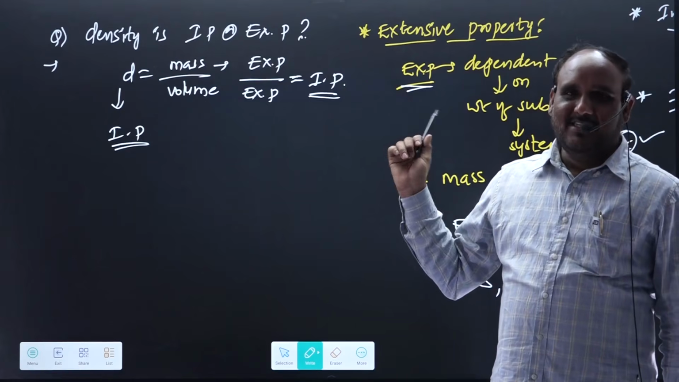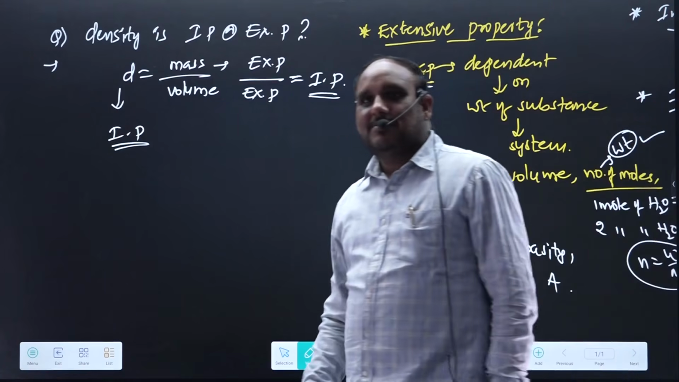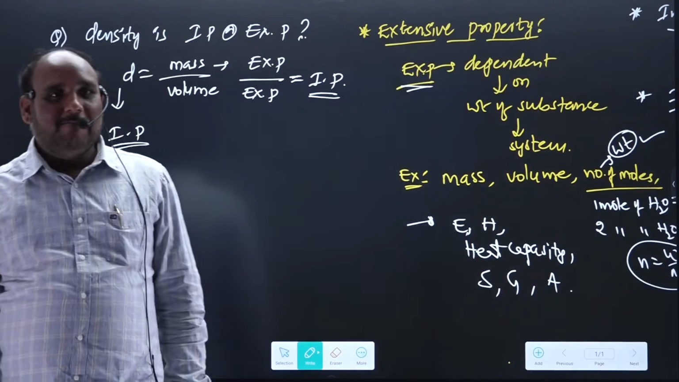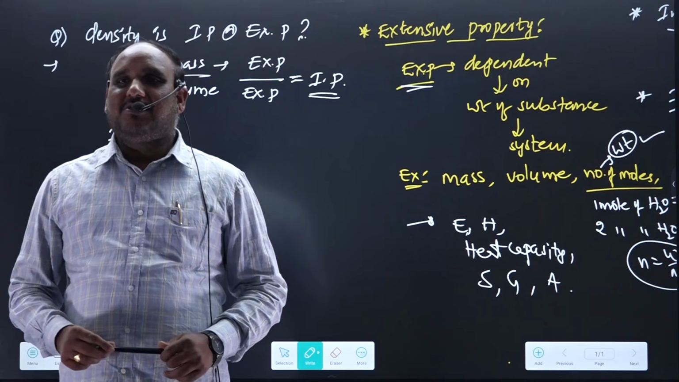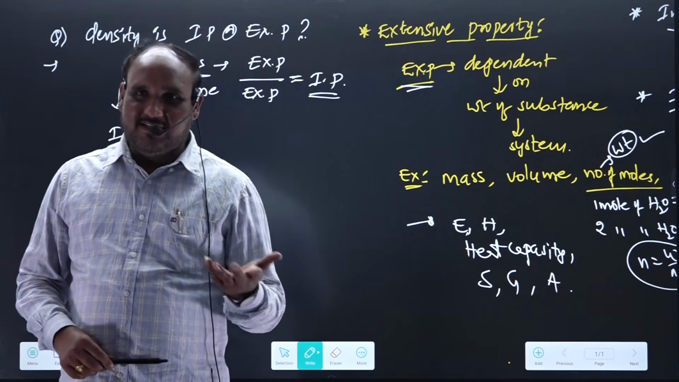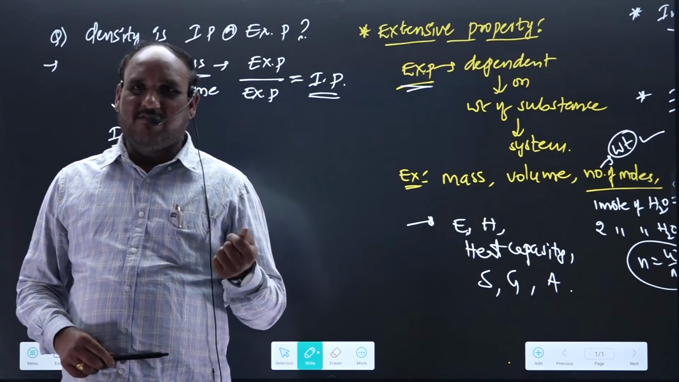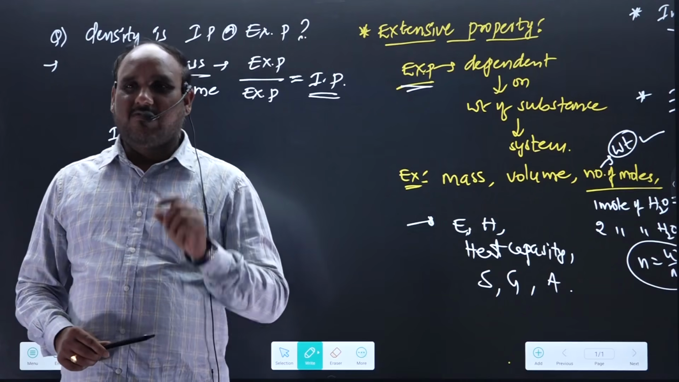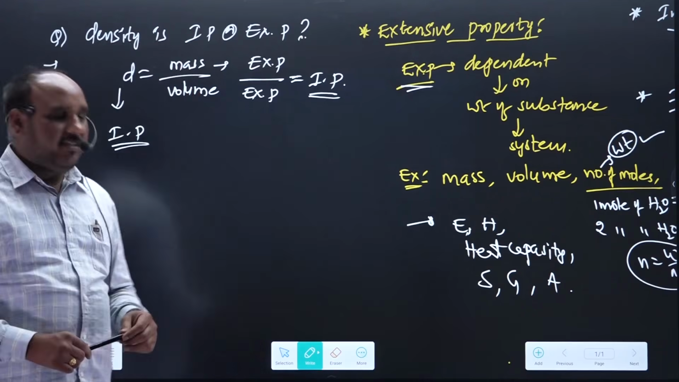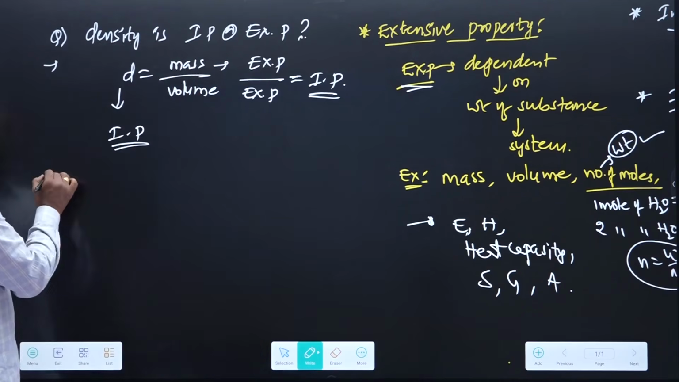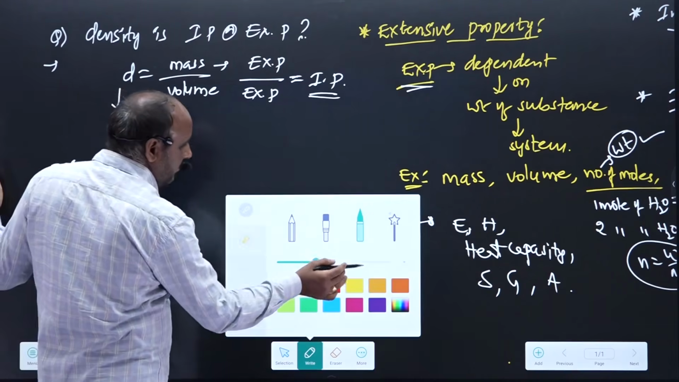Density is intensive or extensive? Intensive. Right. What about water density? Water density is 1.00 grams per ml. That is the value only, no? Density of water is 1.00 grams per ml, so that is independent of weight. Therefore, intensive property. This may be explained with the help of an example, we'll see.